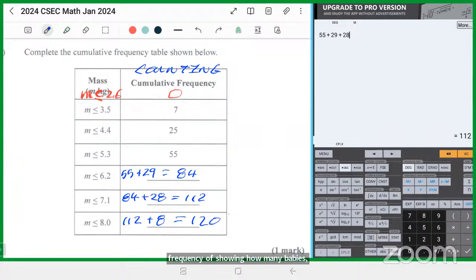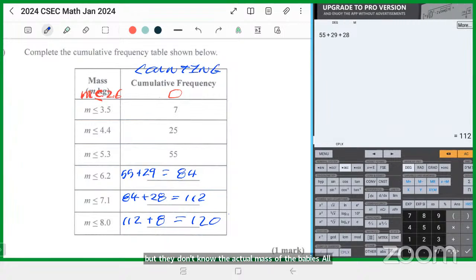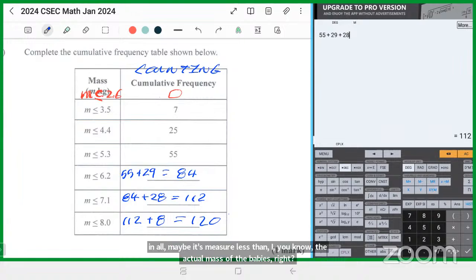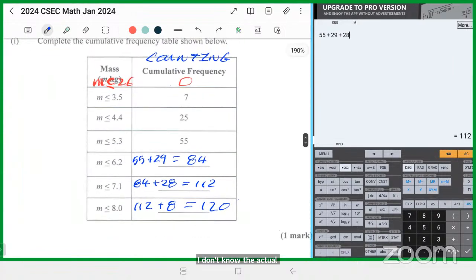Why is it necessary to show that? Because you don't know the actual mass of the babies. You only know how many babies measure less than or equal to the upper boundary value mass. You don't know the actual mass of the babies, right? So that's all you can do on a cumulative frequency graph, because you don't know the actual mass of the babies. Anyway, so less than or equal to 3.5, 7 babies.